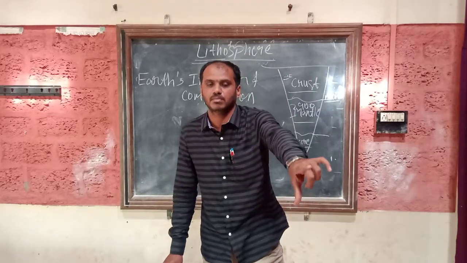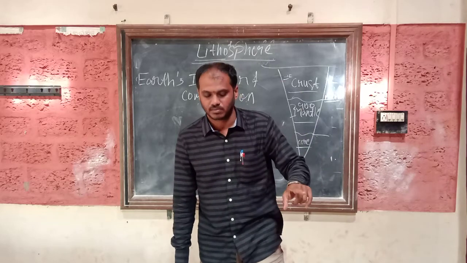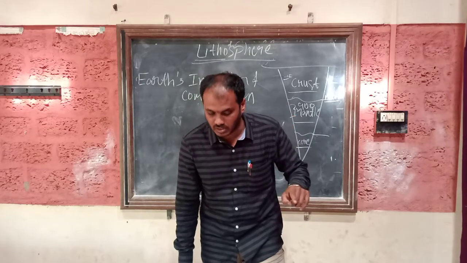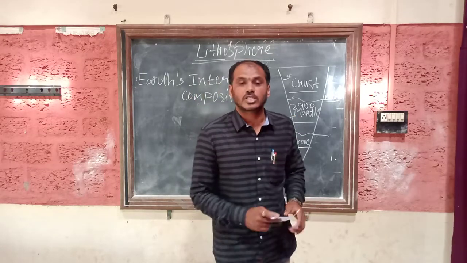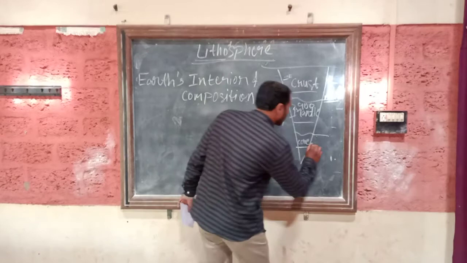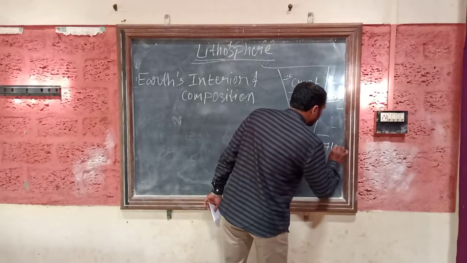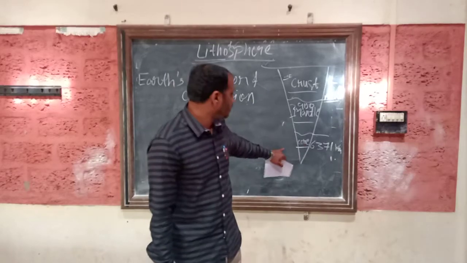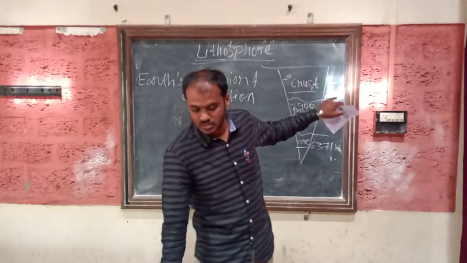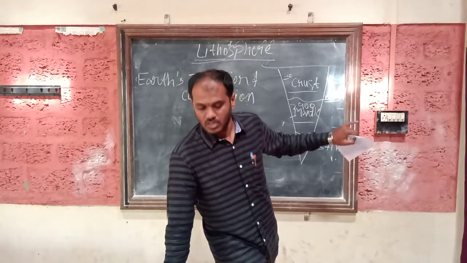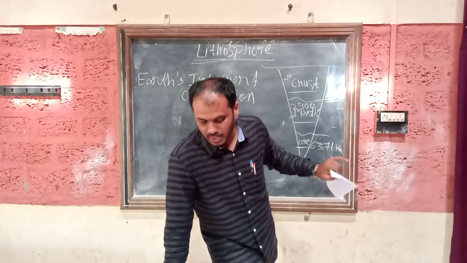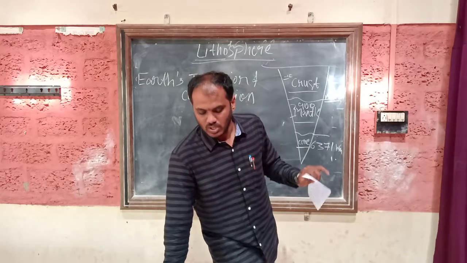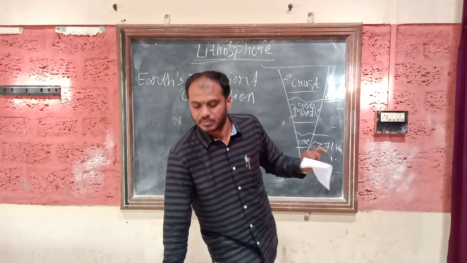And the last interior of the earth is the core. This is the innermost layer of the earth. The depth of this core is 6,371 kilometers from the surface. The most important materials of the core are nickel and ferrous iron, so it is known as the NIFE.